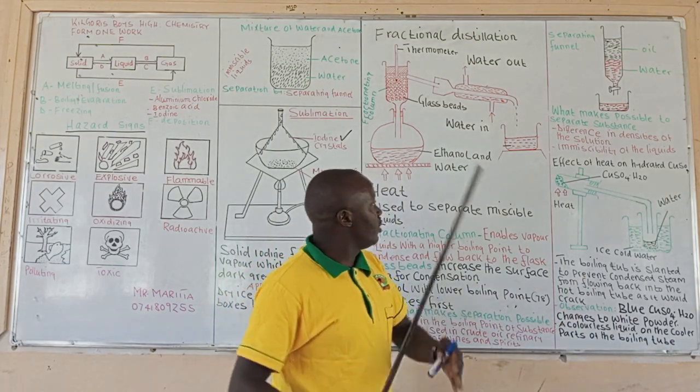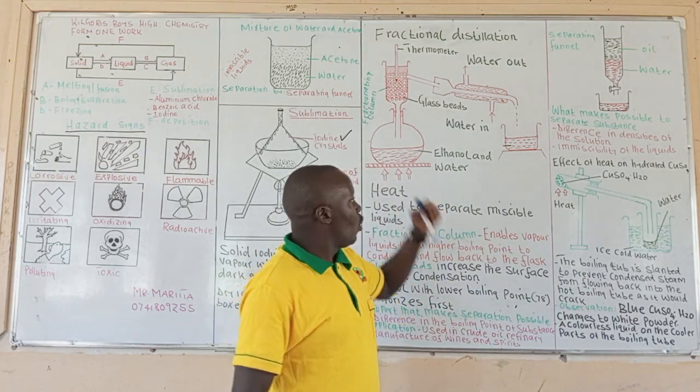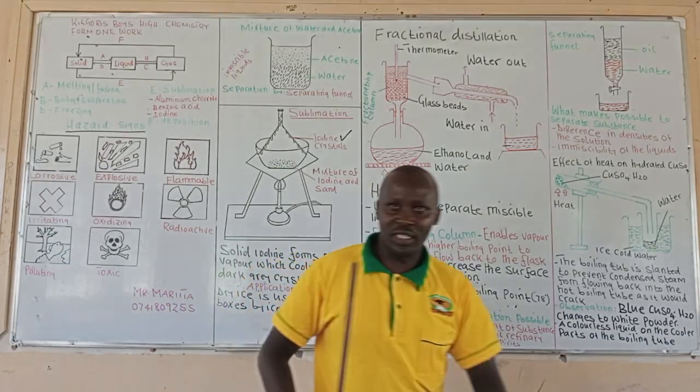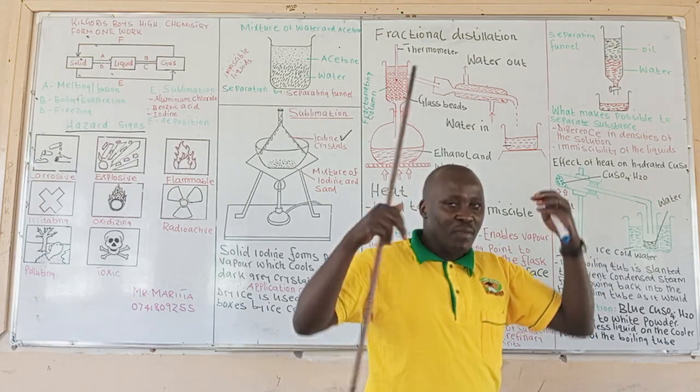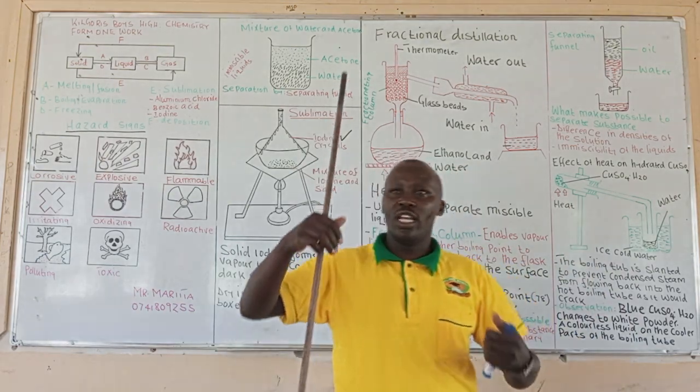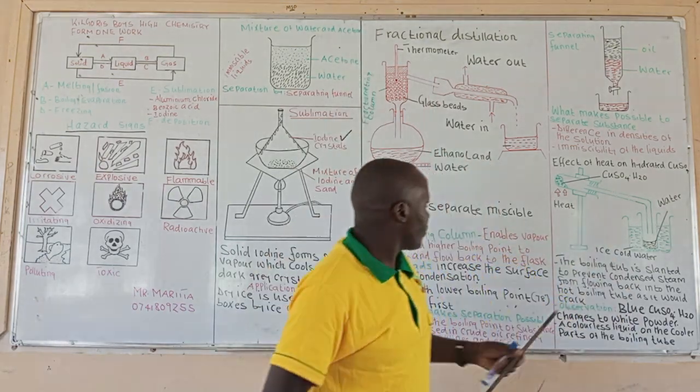Now, what makes it possible to separate the substances? It is because they have different densities, and again, they are immiscible liquids. They form what we call a heterogeneous mixture.